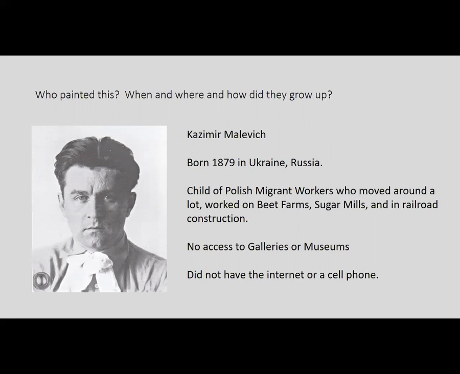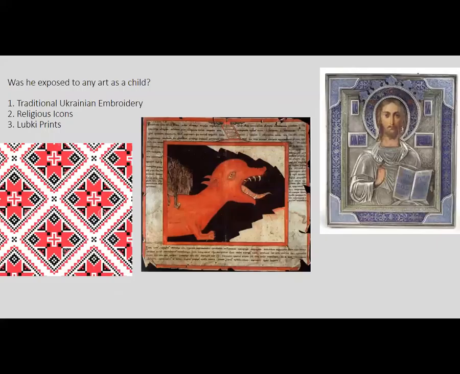So how did he get here? How did he get to this painting? So was he exposed to any art as a child? Well, yeah, he was. It wasn't like the kind of art you might see in a museum back then. But one thing he was exposed to was traditional Ukrainian embroidery. This is a really ancient tradition in Ukraine. It was a practice done primarily by women. And it goes all the way back, recorded all the way back to the first century AD.